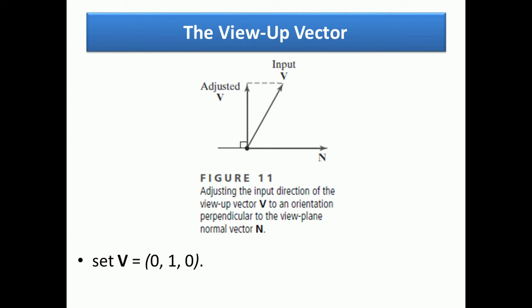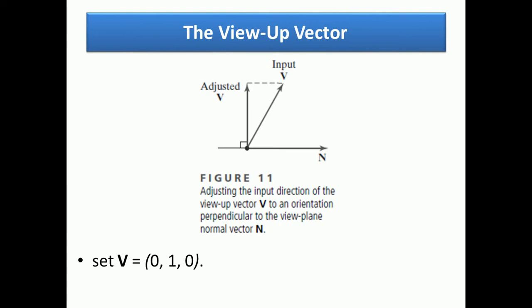The next important parameter is the view up vector. Once we have chosen a view plane normal vector capital N, then we can set the direction for the view up vector V. Here V means view up vector. This vector is used to establish the positive direction for the y view axis. So this is very important. It is used to establish the positive direction for the y view axis, that is the view up vector capital V.